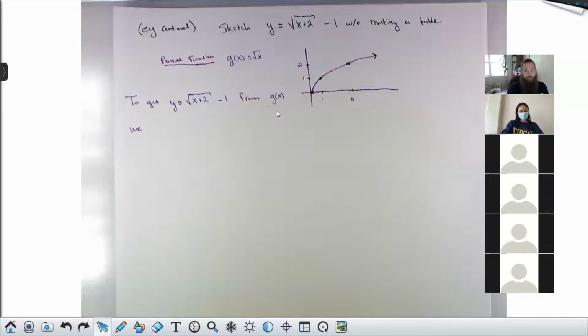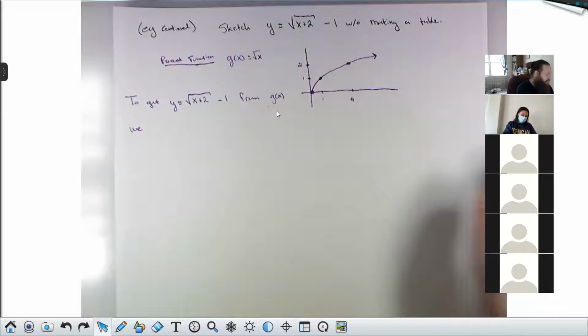Now, bad news time. That's not always true. It's true here. And I'll give you very specific rules about this, but sometimes the order of transformations matters. So the rule I'm going to give you is that you always do horizontal stuff before vertical stuff. And you always do what are called scalings before any shifts. Now, we haven't talked about any scalings yet, so you don't need to worry about it for now.